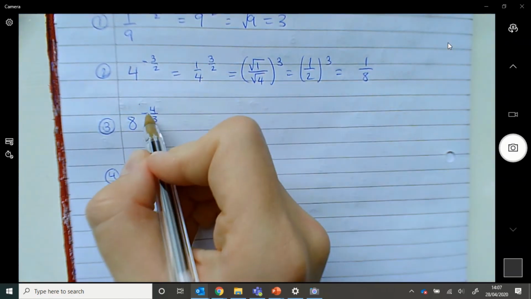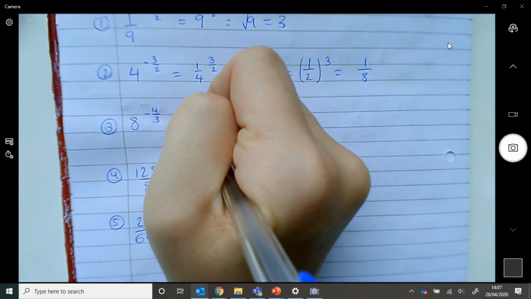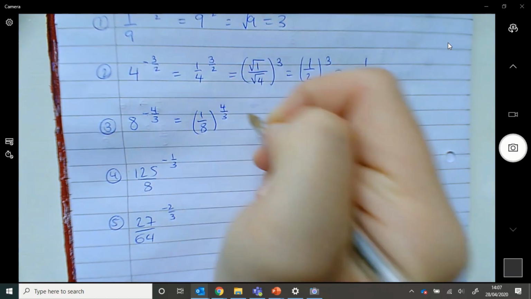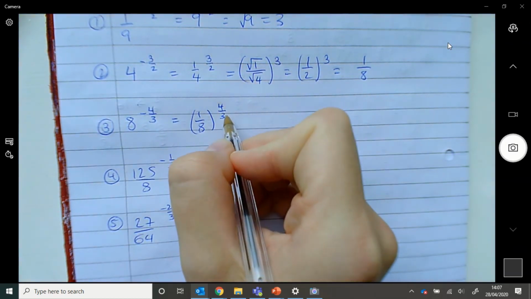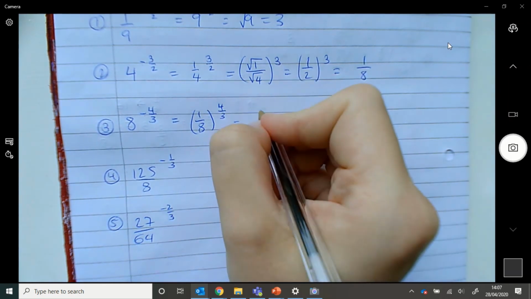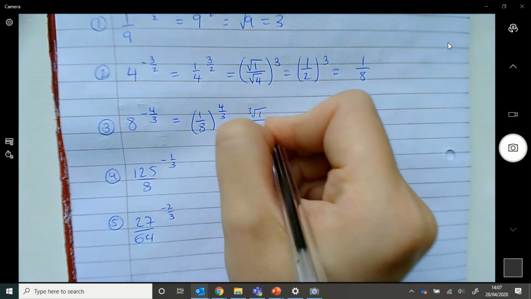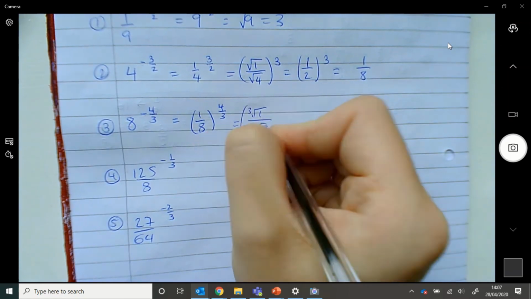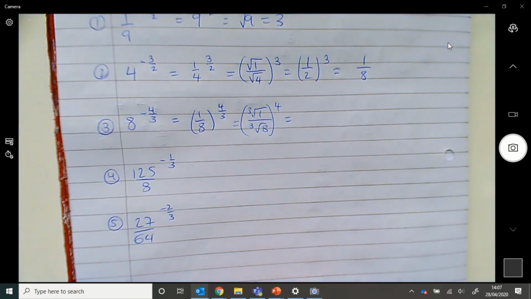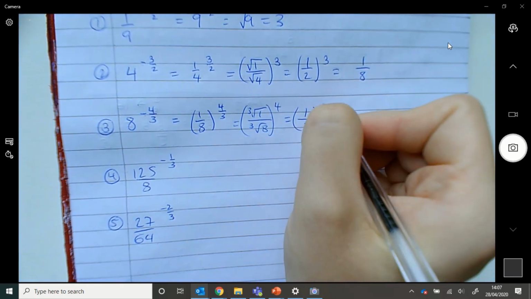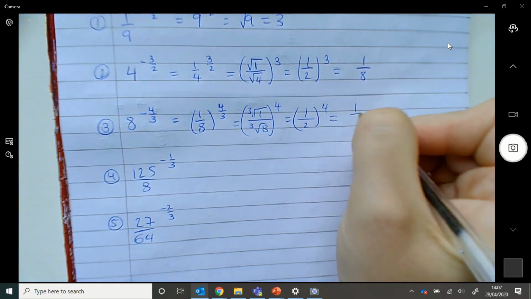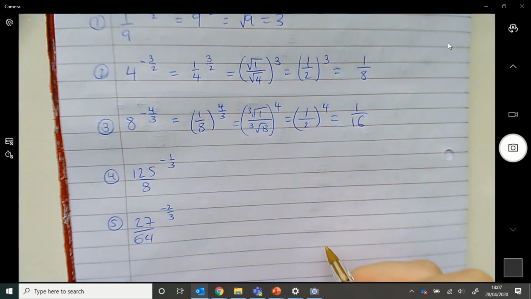Third one, find the reciprocal first. 1 over 8, my power stays as 4 over 3. I've put brackets in there to remind me that I'm cube rooting everything next. Denominator of 3 means cube root, so I need to cube root 1, I need to cube root 8, and then I need to do them both to the power of 4. Cube root of 1 is 1, cube root of 8 is 2, that's the power of 4, 1 to the power of 4 is 1, 2 to the power of 4 is 16.